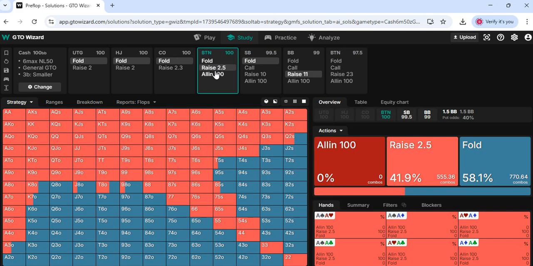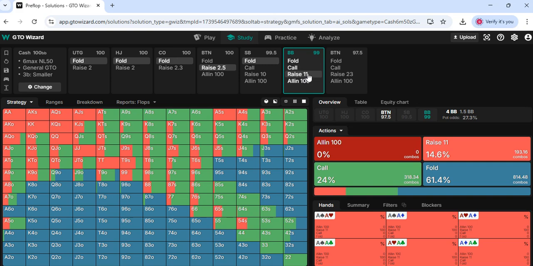So we are in a very common spot. We RFI on the button 2.5x, small blind folds, and the big blind 3-bets. Now we know from theory that the big blind 3-bet is anywhere from 14 to 15% depending on sizing. Here it is 14.6%. Now what do you think MDA preflop goes here as far as frequencies? Do you think it's going to be higher or lower? Well, let's look at the range composition. Let's look at the range that the big blind is 3-betting in theory.